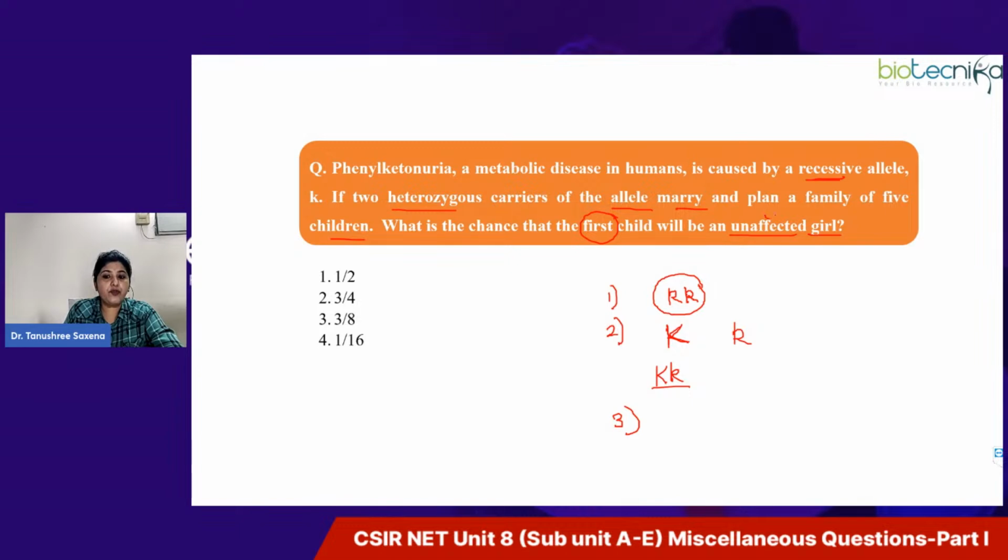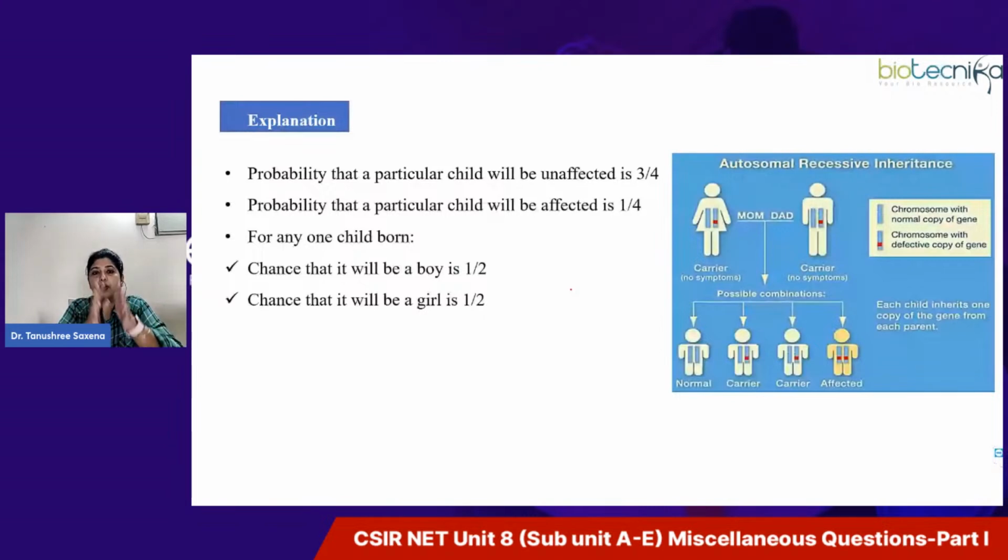That means you have to find the probability of getting an unaffected child, and also the probability of getting a child which is specifically a girl. So you need to calculate the probability separately for unaffected and separately for the girl child. Now, this is what is given in the question. Once you understand the question, you need to find the probability, and second, you have to find out which rule to apply here.